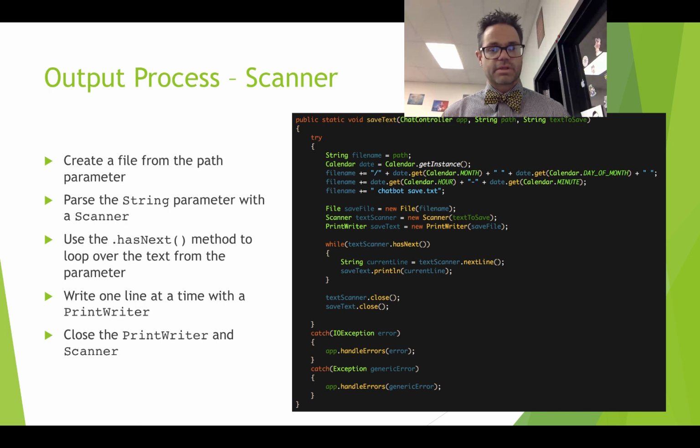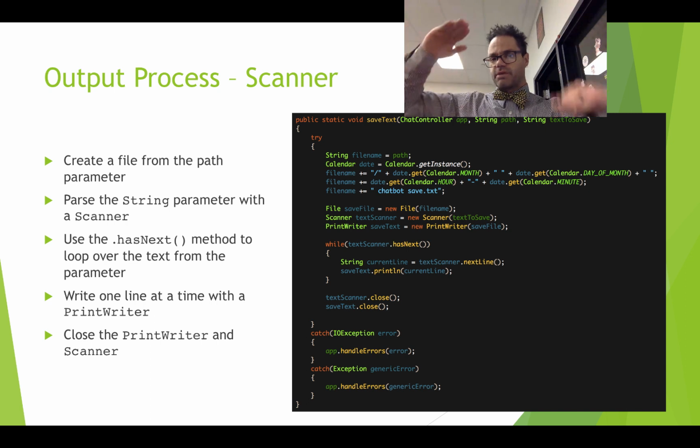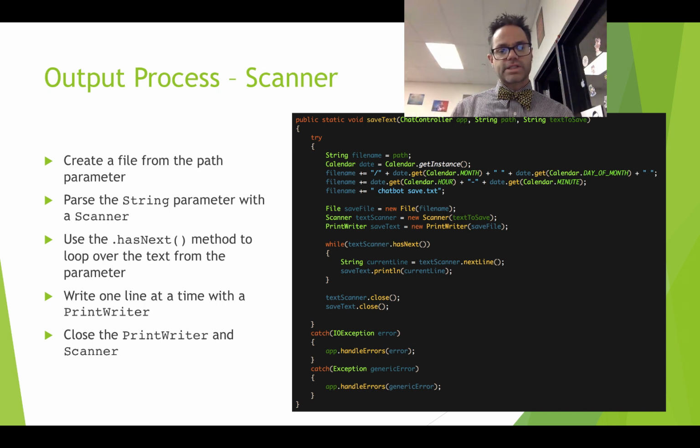Again, if we take a look at the basic process right here, I create a file from the parameter, I parse the string using the scanner, I have .hasNext, I loop over that, the same thing I just did earlier over on the read file. Same stuff. Write one line at a time with print writer, and I close that print writer and scanner. So again, we can see that the structure of using a scanner to either save or to read from a file is pretty much the same thing, it's just the different steps that bounce around a bit. But the process itself is pretty simple, easy to do.